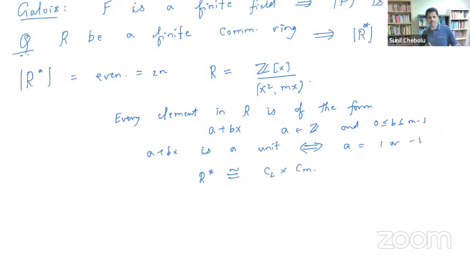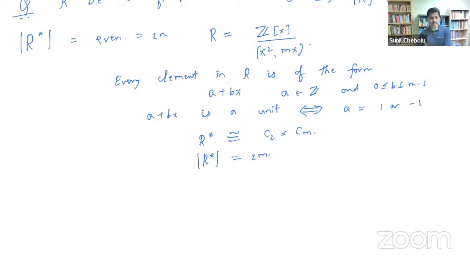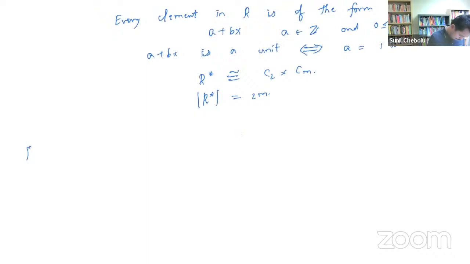So this is an example of a commutative ring. It's a finite commutative ring which has exactly 2m elements. So |R star| is 2m. Okay, so that is good. Now, what about |R star| odd?